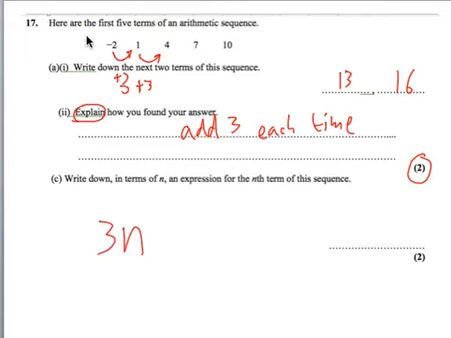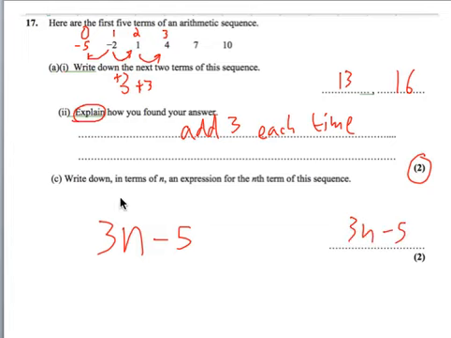Then, as I said, this is my first term, my second term, my third term, and I'm trying to find my 0 term. To go from my first to my second, I add 3. So to go from my first to my 0 term, I have to take away 3. Minus 2 minus 3 is going to give us minus 5. So I add this to my expression, and I'm left with 3n minus 5. This is my answer, 3n minus 5.